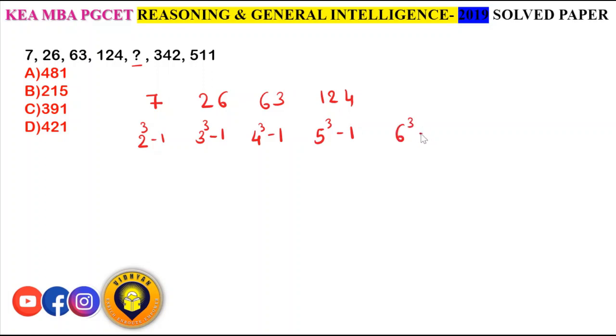Number 7 is a missing number question: find the missing number in 7, 26, 63, 124, question mark, 342, 511. So what are these numbers? 7 is nothing but 2 cube minus 1. 2 cube is 8, 8 minus 1 is 7. 26 is 3 cube minus 1, 3 cube is 27, minus 1 is 26. 63 is 4 cube minus 1, 64 minus 1. 124 is 5 cube minus 1, therefore the next one should be 6 cube minus 1. 6 cube is 216, 216 minus 1 will be 215. So option B is the answer.